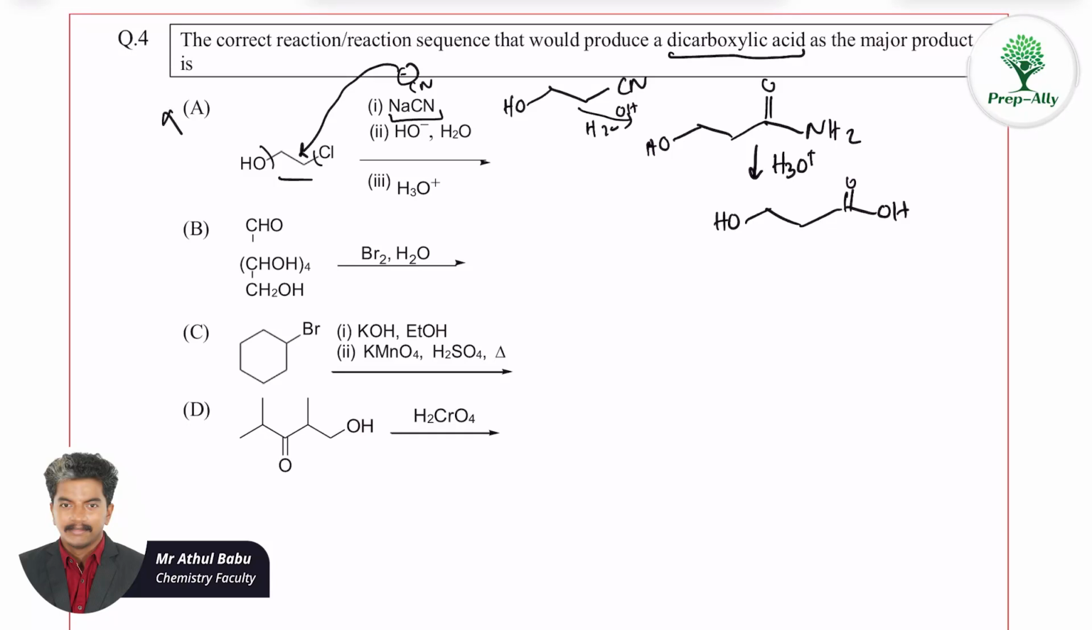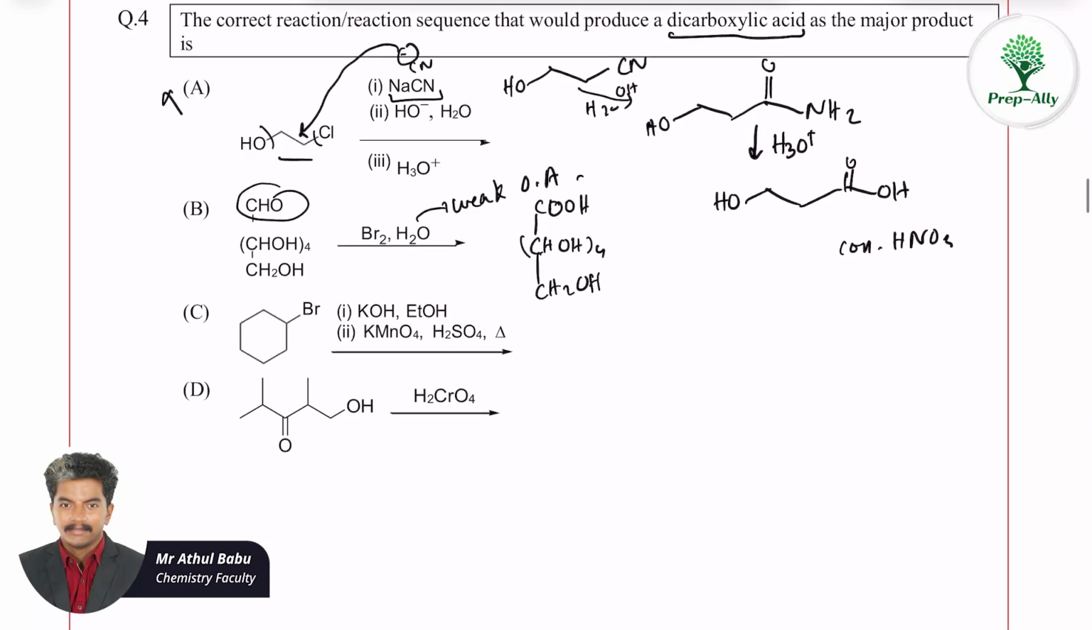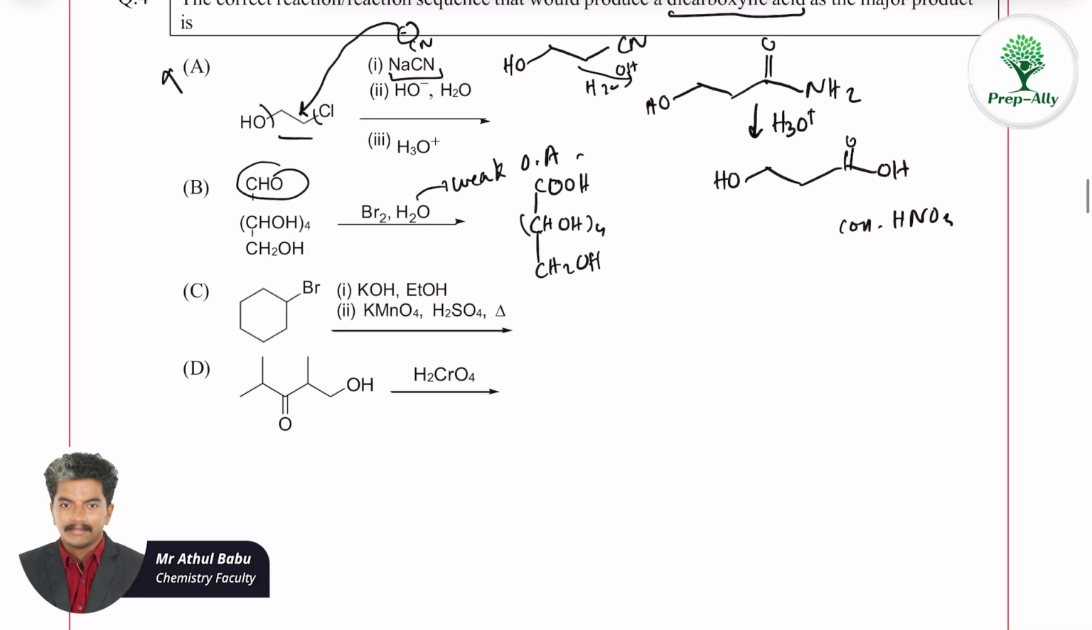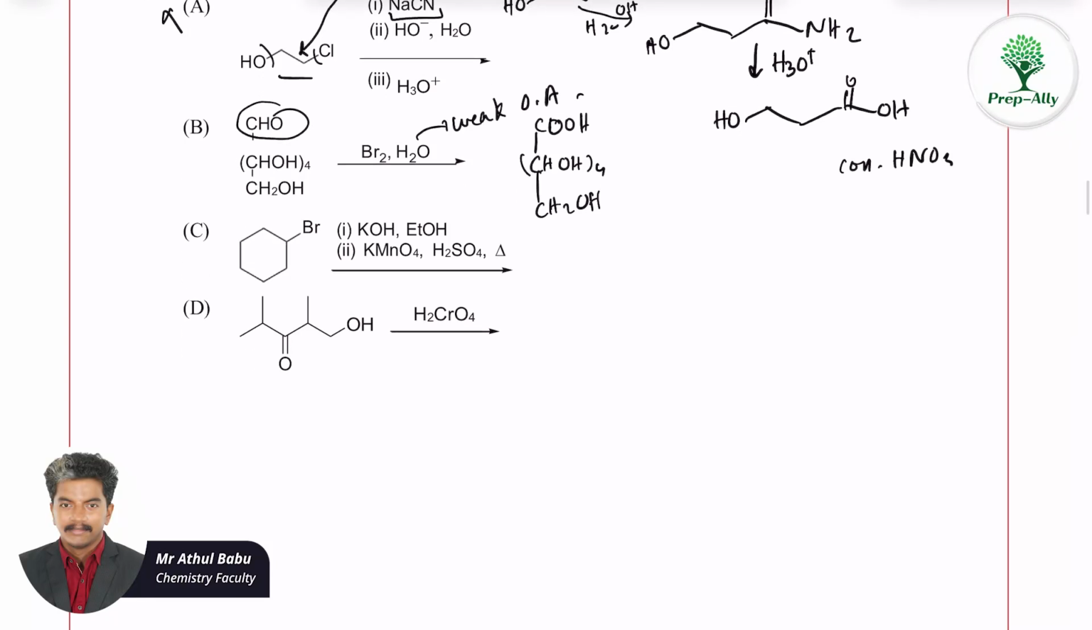So A is incorrect. Look at the second option, that is basically glucose reacting with bromine water. Bromine water is a weak oxidizing agent, not a strong oxidizing agent. That means it will only oxidize the CHO group. So you will be getting COOH here. The remaining part will remain more or less the same. That means the primary alcohol will not get affected. But if you had concentrated HNO3, that would completely oxidize both the primary alcohol as well as the aldehyde. Here they have given bromine water, so we don't need to worry about that. So this is also an incorrect option.